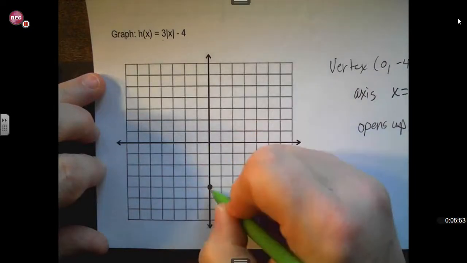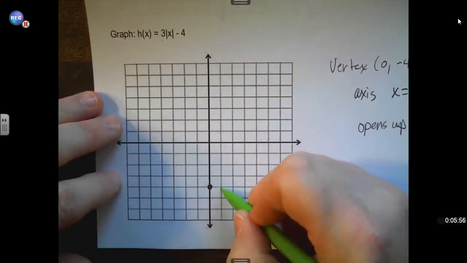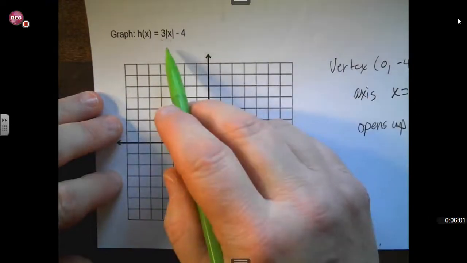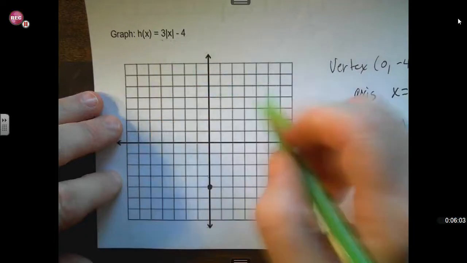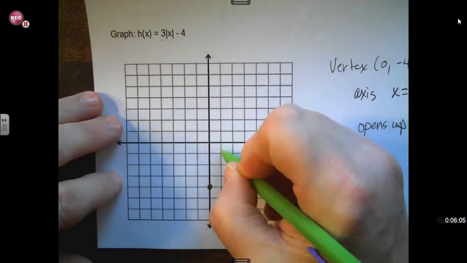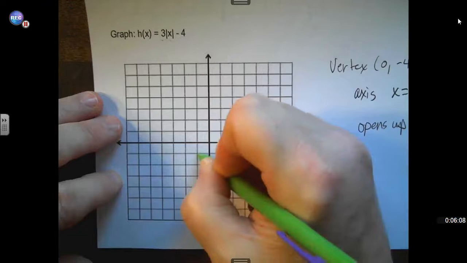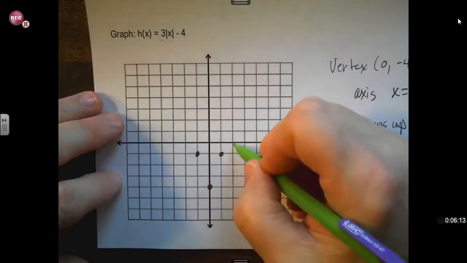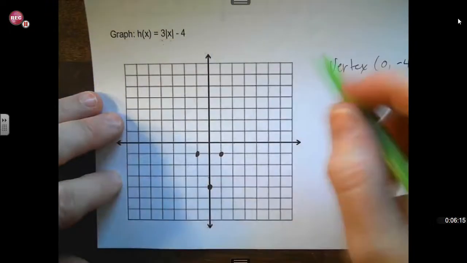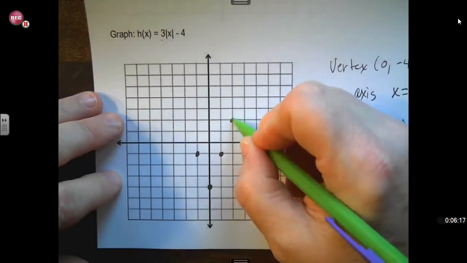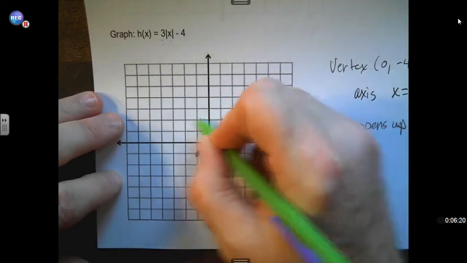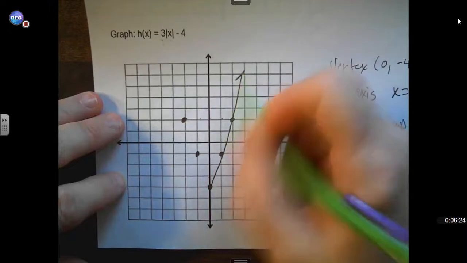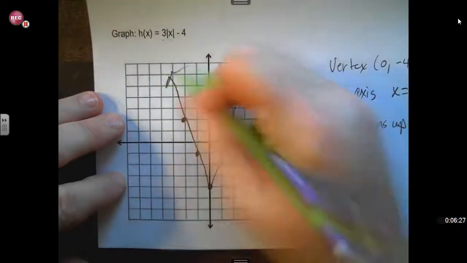So then we graph. (0, -4). If I plug in 1, 3 times 1 is 3, and 3 minus 4 is -1. Then again, I can use my axis of symmetry to get the point on the other side. Then I can plug in 2. 3 times 2 is 6, minus 4 is 2. And there we go, our graph.